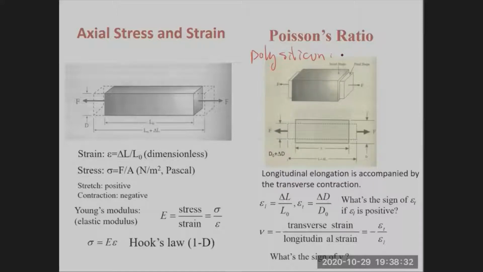The Poisson's ratio is 0.22, right? This means if the longitudinal strain is 1%, then the resulting transverse strain will be negative 0.22%. So that's the ratio between the transverse strain and the longitudinal strain.